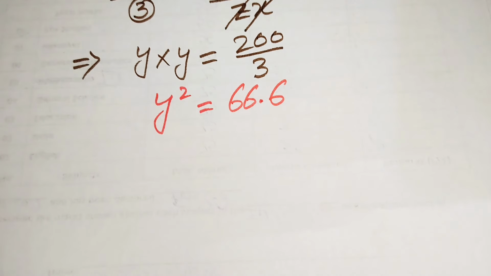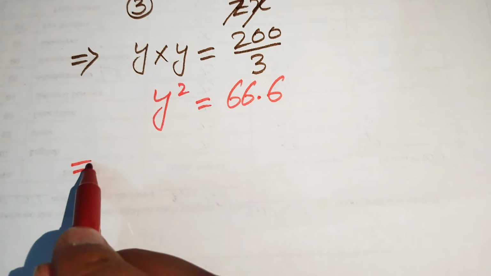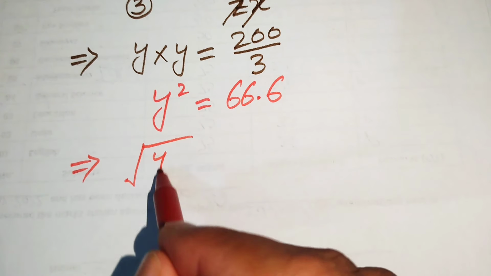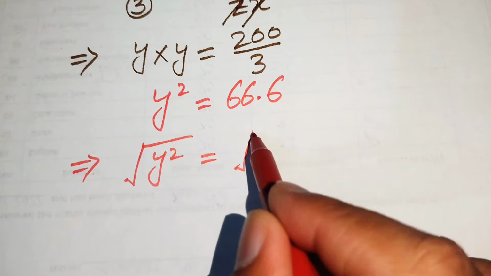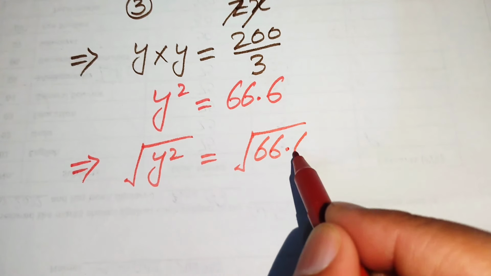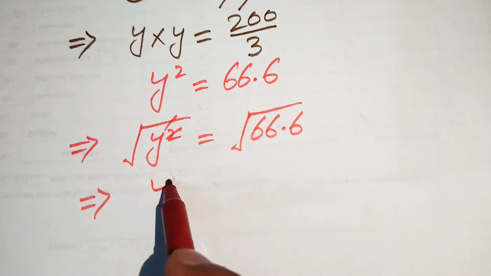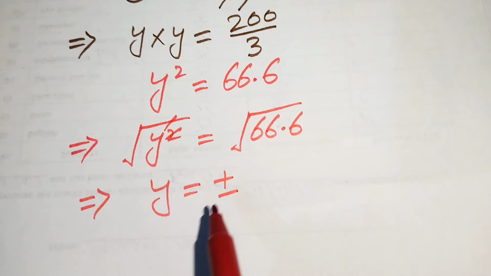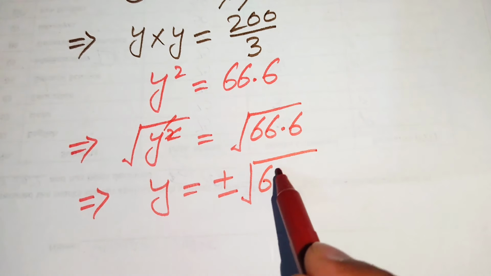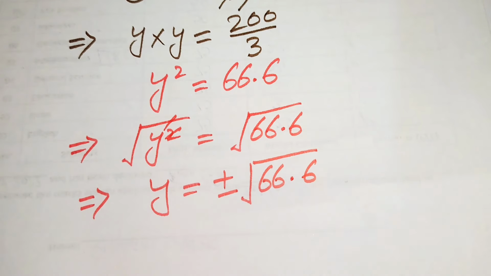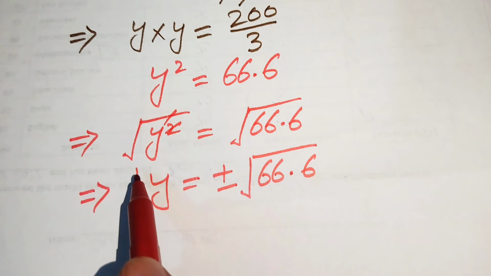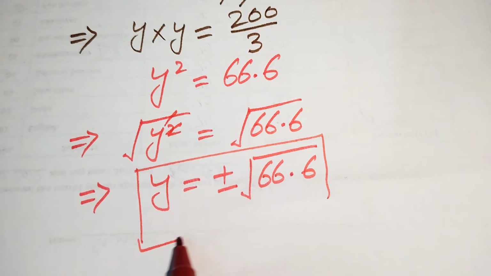Because we are solving this problem for the values of y, we need to take the square root on both sides. When you take the square root, the square and square root are gone and we get y equals plus minus square root of 66.6. So these are the two values of y.